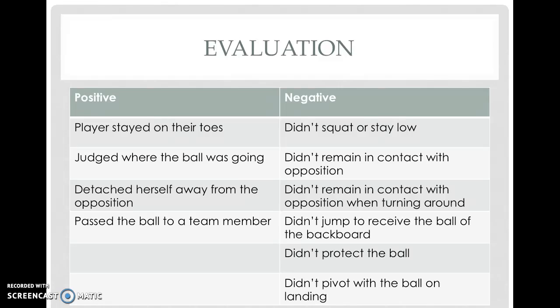They didn't protect the ball, allowing the opposition easy access to the ball, also having a negative effect and giving them possession. They didn't pivot with the ball on landing, therefore they couldn't pass the ball out as easily as they should have done.